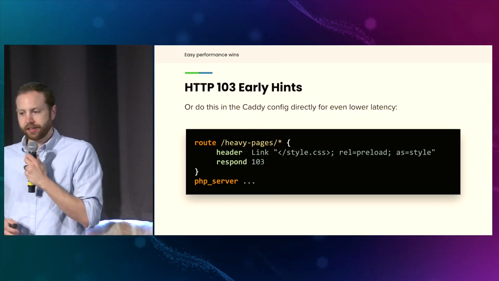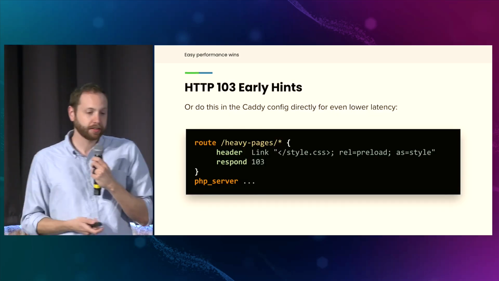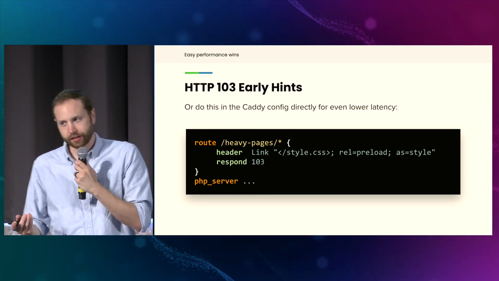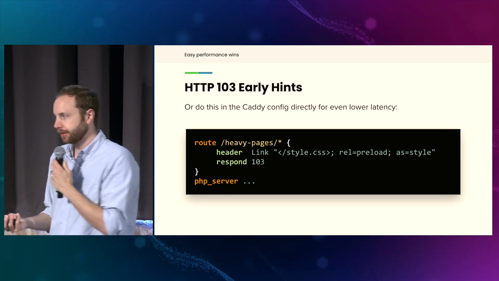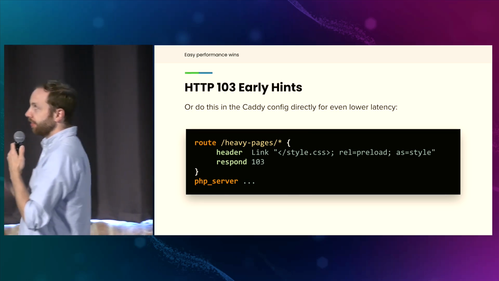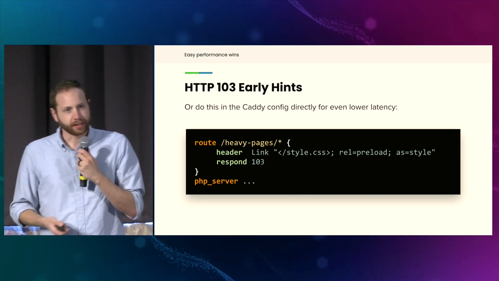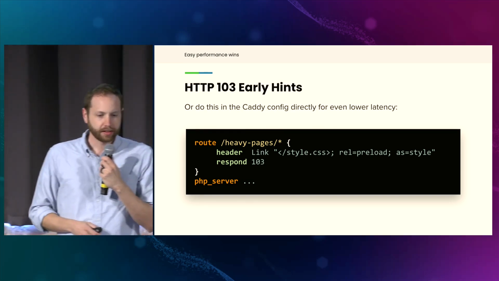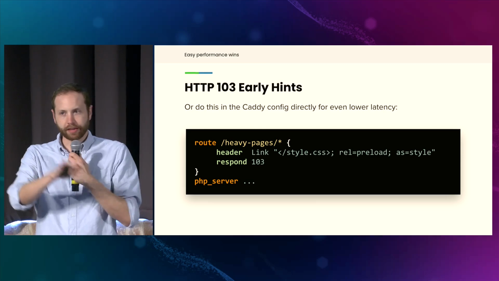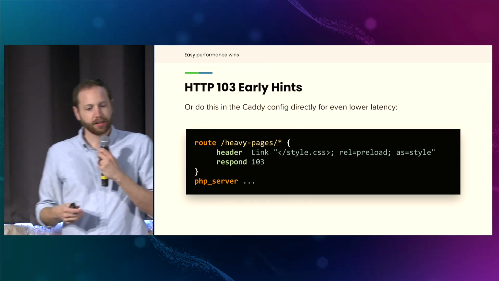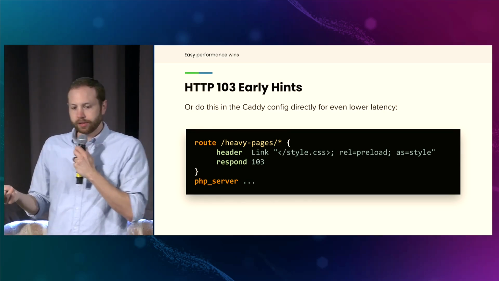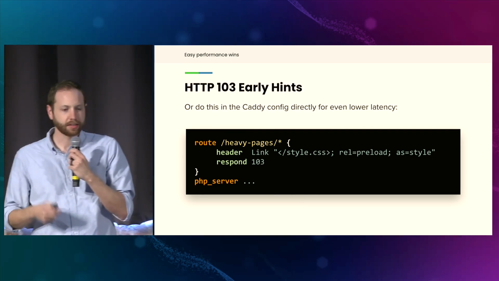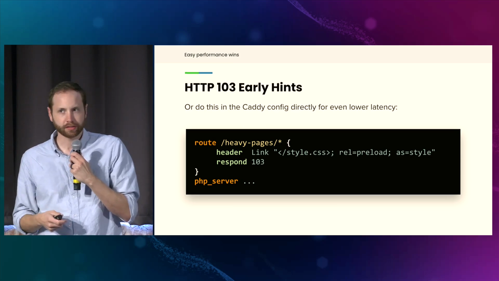Now, if you want to shave off a few more milliseconds, you might consider doing this in the web server directly. That way you don't have to invoke the PHP interpreter at all. This is an example of what that might look like in a Caddy config. This is a little bit of a Caddyfile that for your heavy pages, as it were, you send a link header with the resources to load. You send that with a 103 status, and then you continue on to the PHP server.